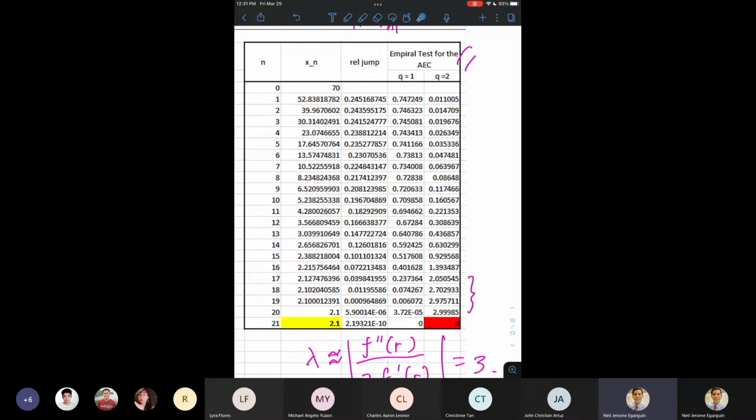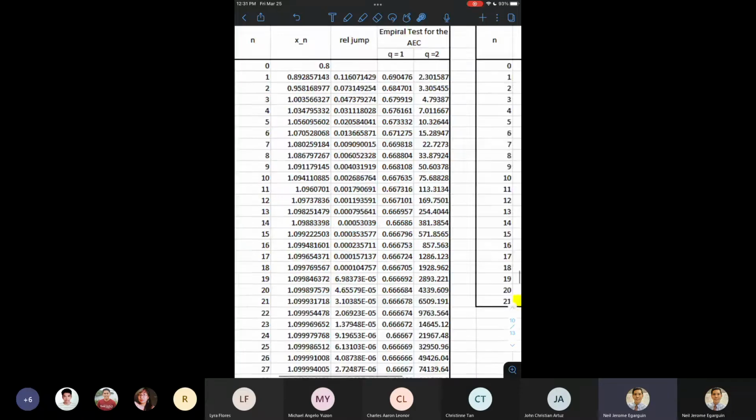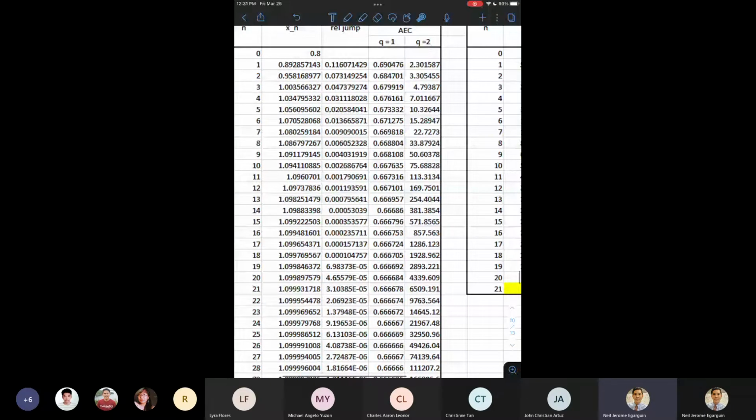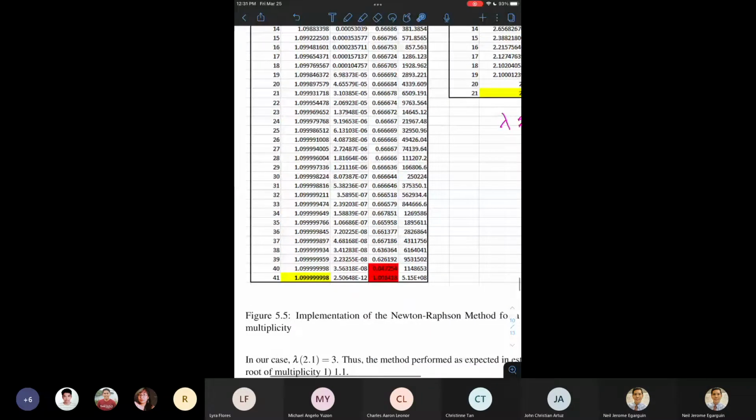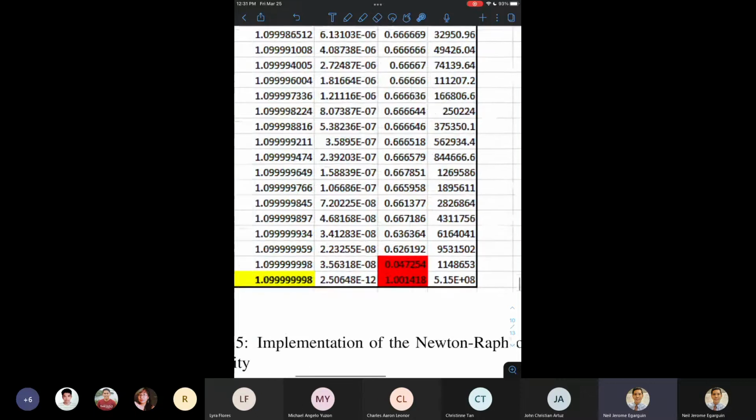Okay? Let's look at the other one, the first instance. Now, I also made a tally. I performed an empirical test in the same manner as what we did before. So I said, okay, maybe the convergence became linear. Well, here I cannot trust the solutions, okay? Because here, the ones in red are where the cancellation error kicks in. So I don't believe these values over here, okay?